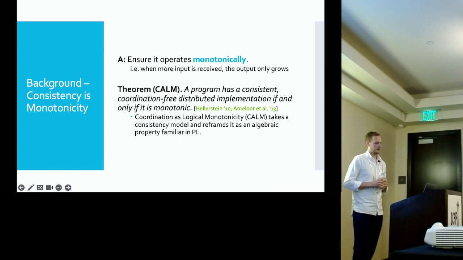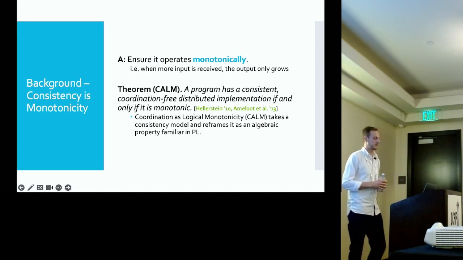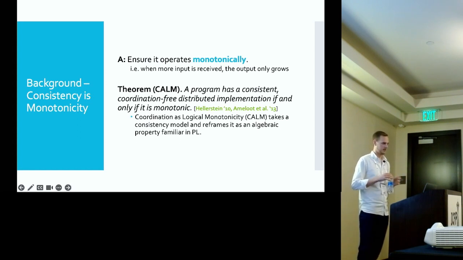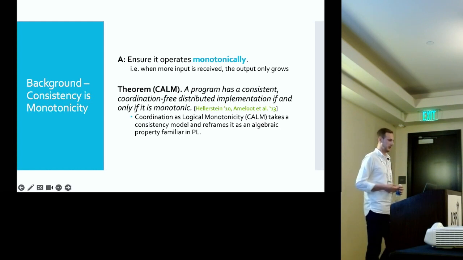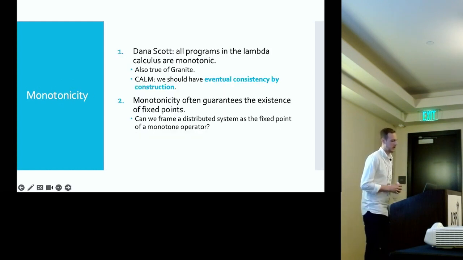So here the CALM theorem is taking a consistency model and reframing it as an algebraic property. And I like that because I'm a programming language researcher, and I know a bit about these algebraic properties, and I don't know a lot about consistency models. I don't like having to think about when messages are coming in and all of that. It's just easier to think in terms of the algebraic properties. And monotonicity, in particular, is a property that we see all the time and is very familiar. In fact, it's so familiar, there are certain things I think about when I think about monotonicity. And these are some of them.